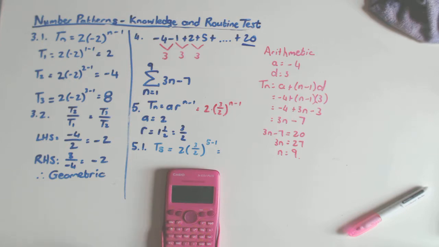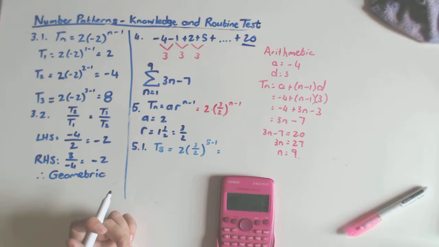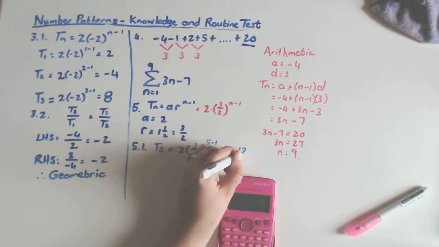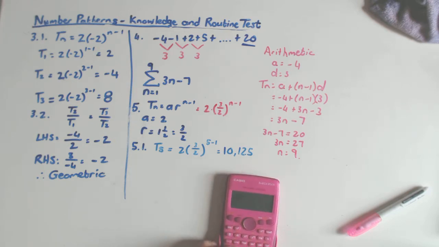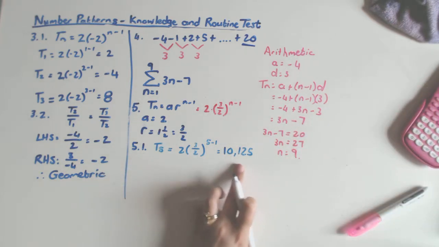This gives me 81/8, or if I write it as a decimal, 10.125. Right, this is using the formula.